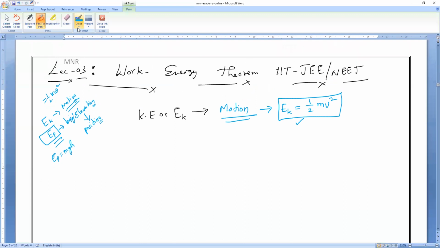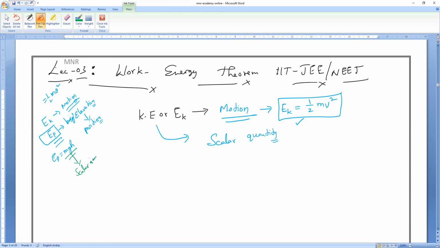That is what you have to remember. Now, this kinetic energy is independent of direction. So if it is independent of direction, then is it a scalar quantity or a vector quantity? It is a scalar quantity. That is what you have to remember. And potential energy is also independent of path. So is potential energy also a scalar quantity or a vector quantity? It is also a scalar quantity.